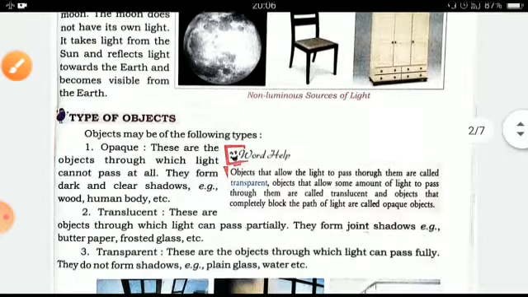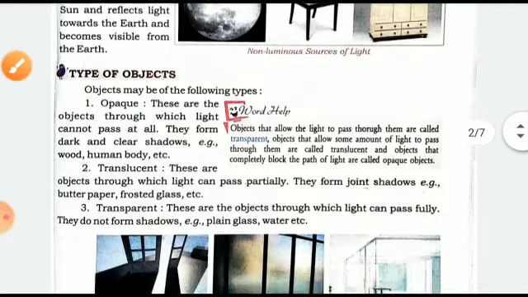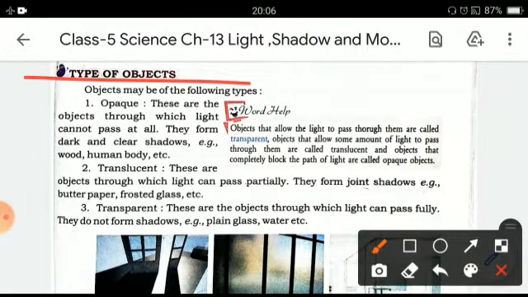Now, types of objects. Objects may be of the following types. Opaque objects. What are opaque objects? These are the objects through which light cannot pass at all, and they form a dark and clear shadow. For example, wood and the human body, etc.